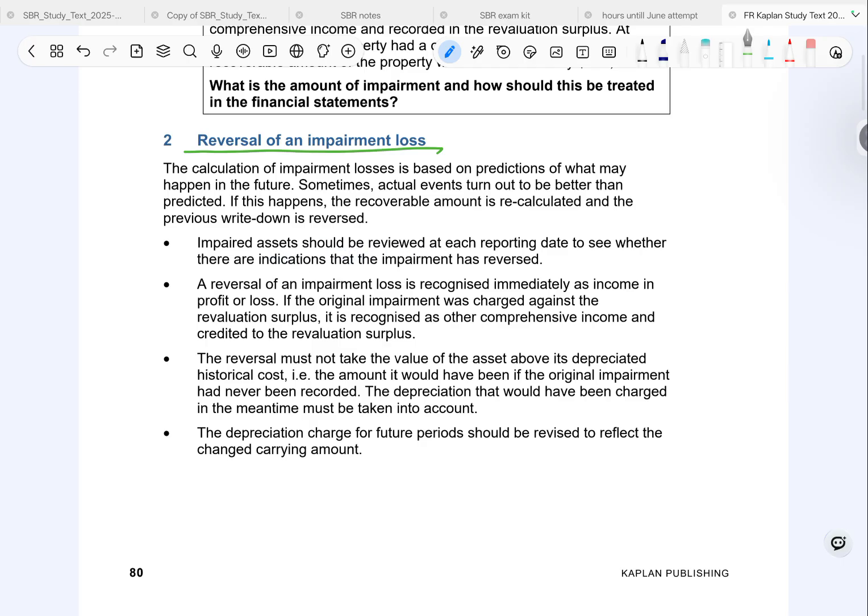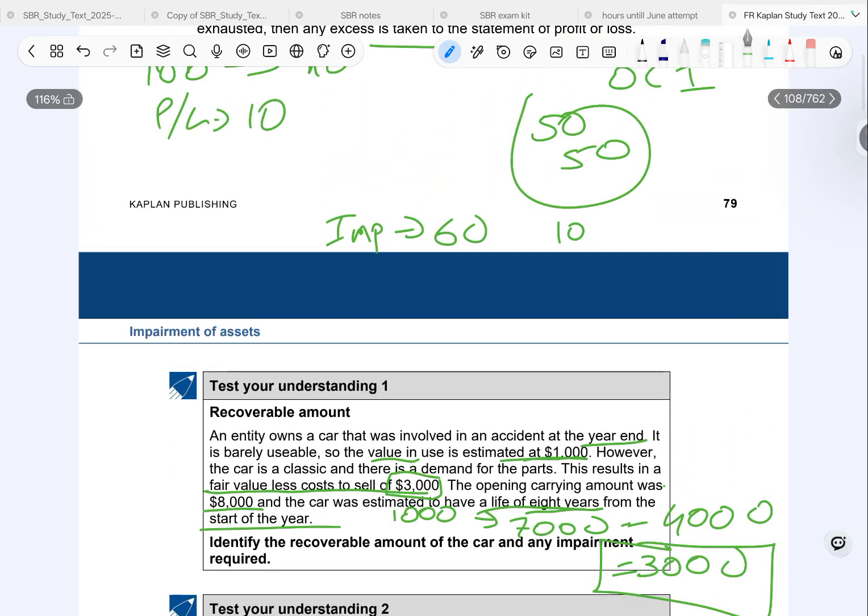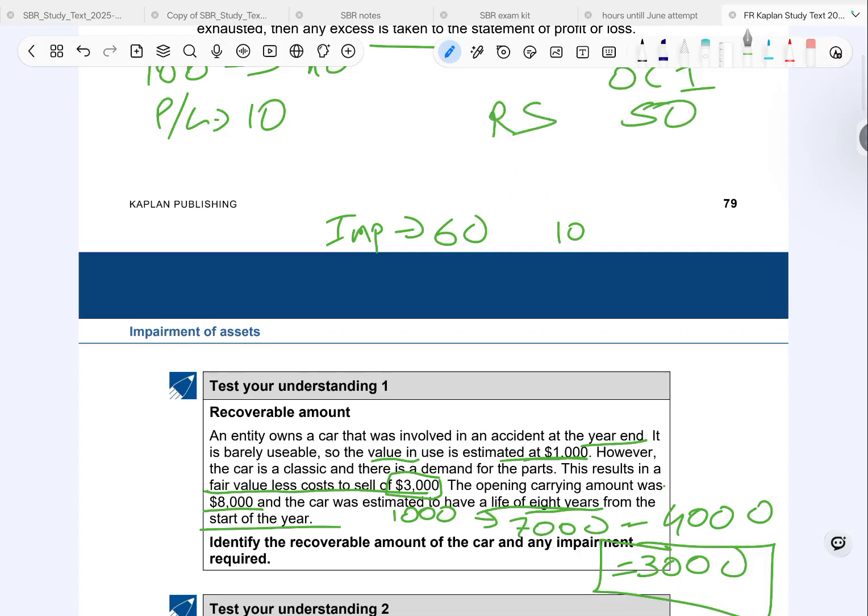Impaired assets should be reviewed at each reporting date to see whether there are indicators that the impairment has reversed. So this is very simple. You need to check it year after year to see if there has been an indicator that the impairment can be reversed. A reversal of an impairment loss is recognized immediately as income in profit and loss. So the reversal is recognized in your profit and loss in the profit section. If the original impairment was charged against the revaluation surplus, it is recognized as other comprehensive income and credited to the revaluation surplus. So if earlier there was the 50 rupees from the OCI, now we are not going to delete that 50 rupees. We are again going to put it in the revaluation surplus.